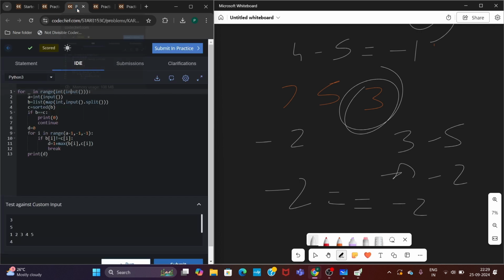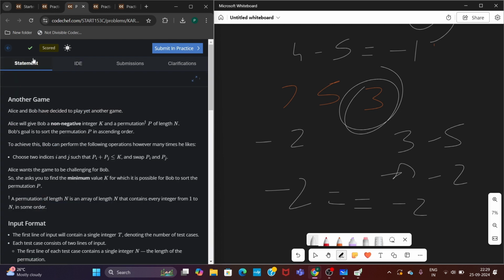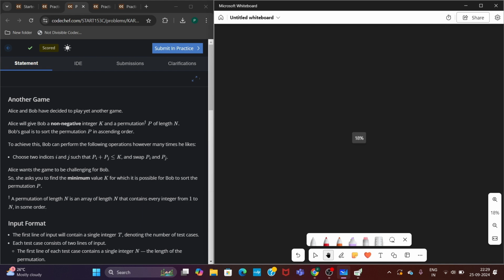Now let's move on to our third problem statement. Okay, so our third problem is basically another game. Okay, it's a bit tricky, but your brother has solved it. Okay, so another game. Alice and Bob have decided to play yet another game. Alice will give Bob a non-negative integer, meaning Alice will give Bob a positive integer k over here and a permutation p, whose length is what? N over here. So Bob's goal is what? His goal is to sort the permutation in ascending order.